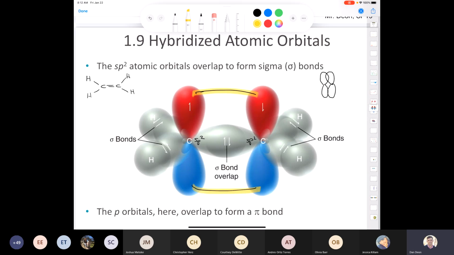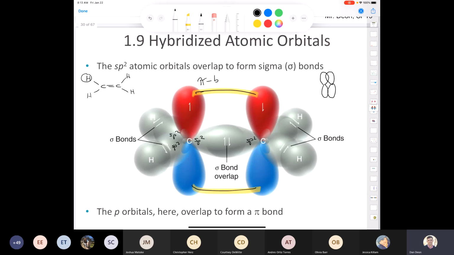And then you see that we have sp2 orbitals over here, right? And they're overlapping with the 1s orbitals from each of the hydrogens. And so we have a total of 1, 2, 3, 4, 5 sigma bonds, and we have 1 pi bond, right? This is the pi bond.